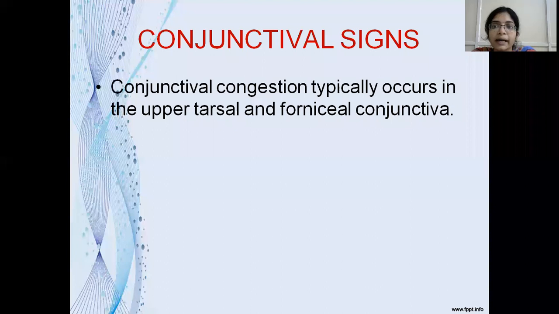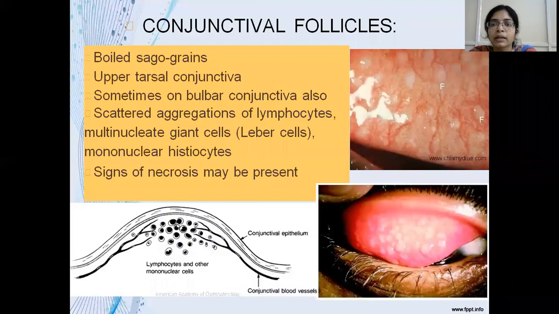So first of all, again, trachoma is a disease which typically affects the upper tarsal conjunctiva. So conjunctival condition or redness is typically seen in the upper tarsal and the superior fornix. Okay. Now, look at this picture which I've put on the right. Those are the typical follicles. As you can see, they are whitish, they appear slightly raised, and the typical appearance is referred to as being similar to boiled sago grains. So, conjunctival follicles are typically described as being similar to boiled sago grains.